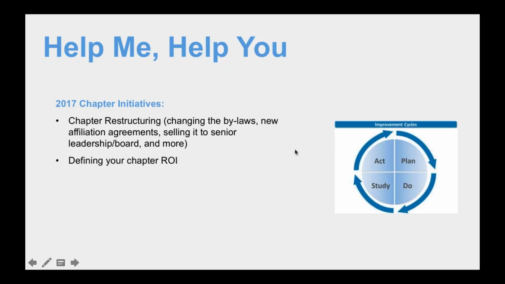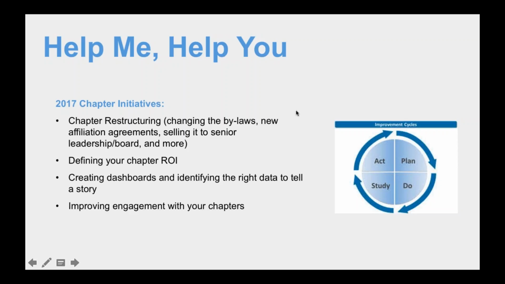Defining your chapter ROI. If you're asked questions like, why do we have chapters? What are the chapters doing for us? Or no budget is being allocated towards the chapters, that tells you everything, right? Is that an initiative this year? Maybe creating dashboards and identifying the right data to tell a story. Or improving engagement with your chapters. We had a really well-attended webinar just a couple weeks ago on different tactics to improve the engagement with your chapters. Or tell us what your 2017 chapter initiatives are, and here's how we're going to help.